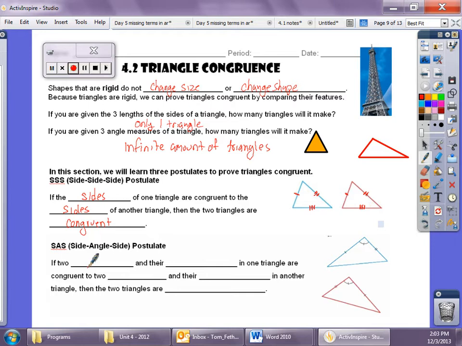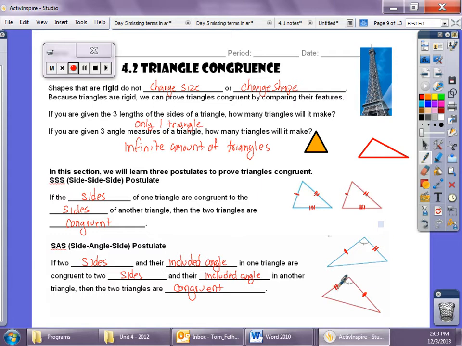Now the side-angle-side postulate, SAS. If two sides and their included angle in one triangle are congruent to two sides and their included angle in another triangle, then the two triangles are congruent.